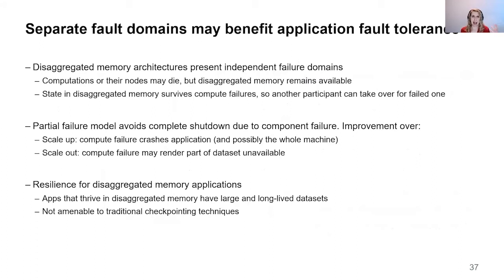If a computation running on that failed compute node was able to push its state out to the disaggregated memory, then some other node could take over for the failed computation. This is a partial failure model that allows us to avoid an overall shutdown of the entire system. That is an improvement over a traditional scale-up system, where a compute failure would probably take the whole machine down. It's also an improvement over a scale-out environment, where if you don't make your data redundant, the failure of a compute node might take out part of your data set.